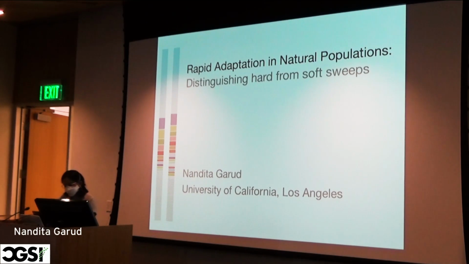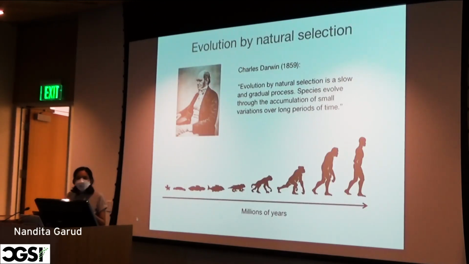So my lab works on the grand theme of rapid adaptation in natural populations. And today, in this workshop, I'm going to be talking about an approach that I developed to distinguish hard from soft sweeps. And if you don't know what a hard or a soft sweep is, hopefully by the end of today, you will know the difference. But let me first start with talking more broadly about adaptation.